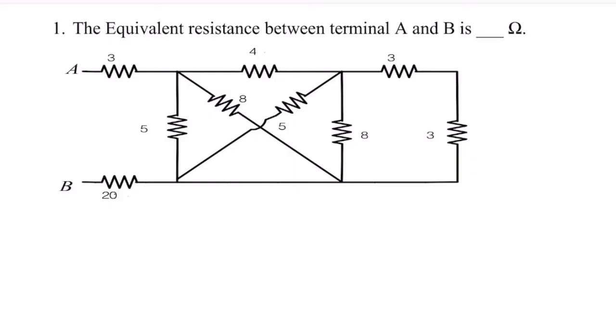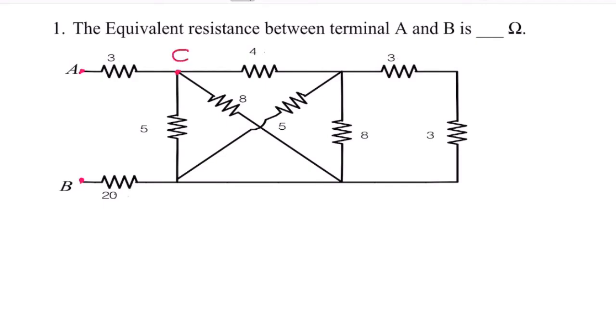The equivalent resistance between the terminals A and B is given, all the resistor values are in ohms. Before solving any problem, first we need to identify the node points. If you look here, this is A and this is node B, which the examiner has given. Now we need to identify the remaining node points.